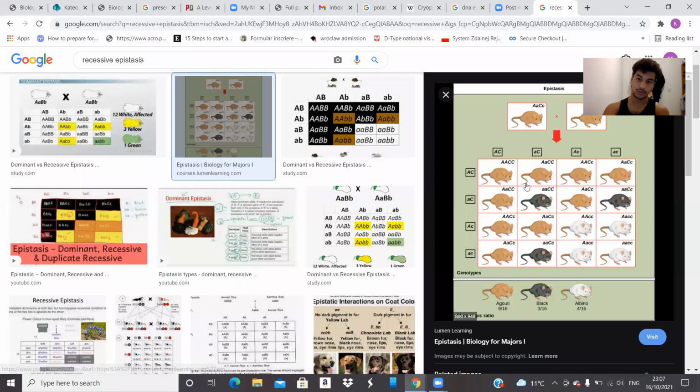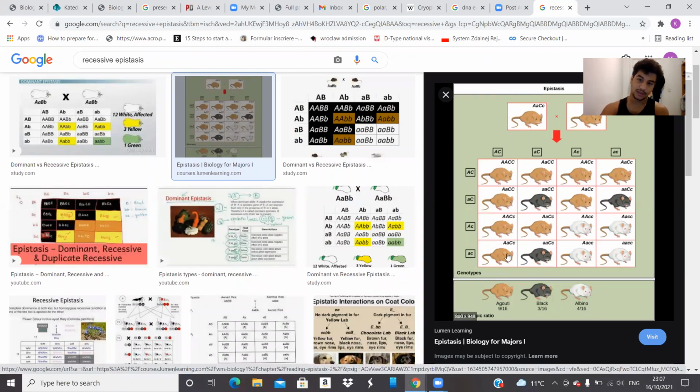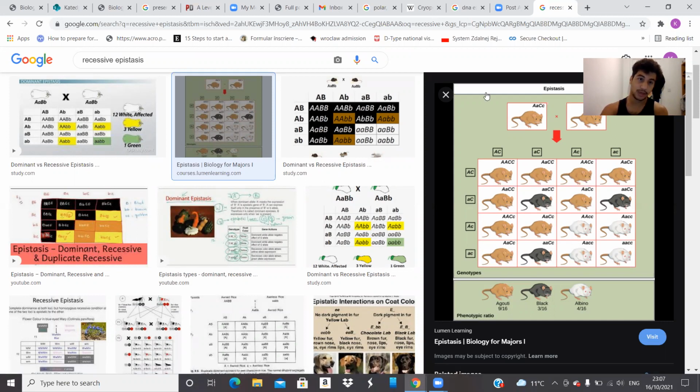So that's recessive epistasis. It produces a ratio of 9 to 3 to 4. Don't believe me? 1, 2, 3, 4, 5, 6, 7, 8, 9; 1, 2, 3; 1, 2, 3, 4. So 9 to 3 to 4.